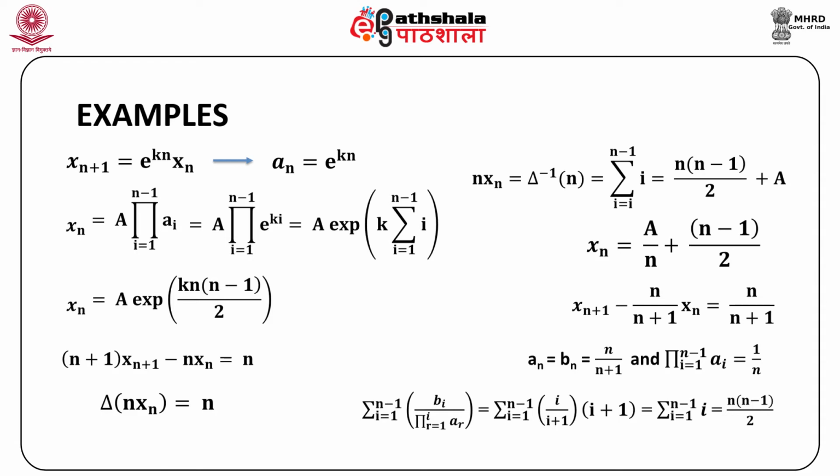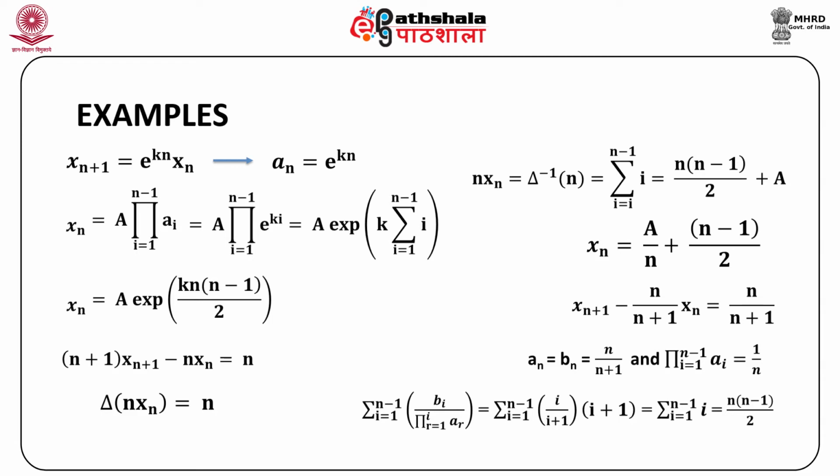Solve the non-homogeneous equation n+1 times xn+1 minus n xn equal to n. The given equation can also be written as delta of n xn equal to n. So n xn is equal to delta raised to the power of minus 1 of n, which is equal to the summation from i equals 1 to n minus 1 of i, which is equal to n times n minus 1 divided by 2 plus a, where a is an arbitrary constant.